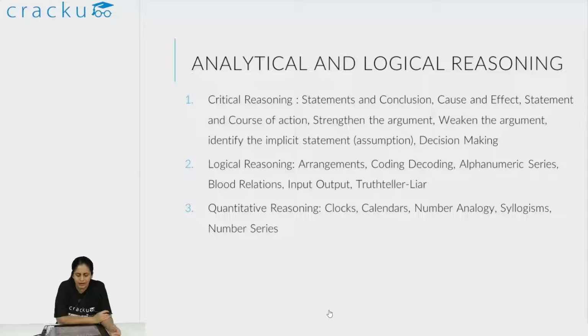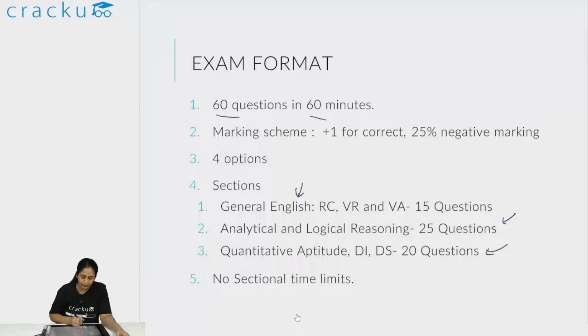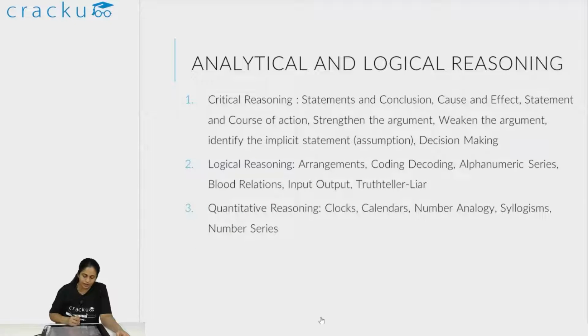So over here you have the analytical and logical reasoning section. Essentially I have split it up into the type of reasoning that is required, or what type of reasoning you need to do to answer the question. Of the 25 questions over here, critical reasoning is about 10 questions, and logical reasoning and quantitative reasoning is about 15 questions.